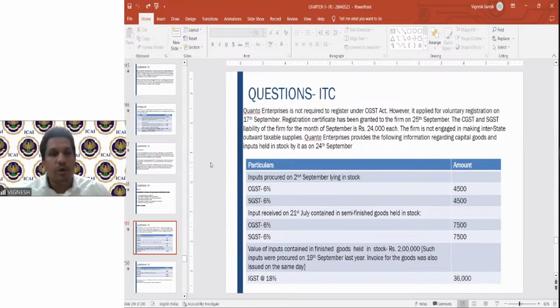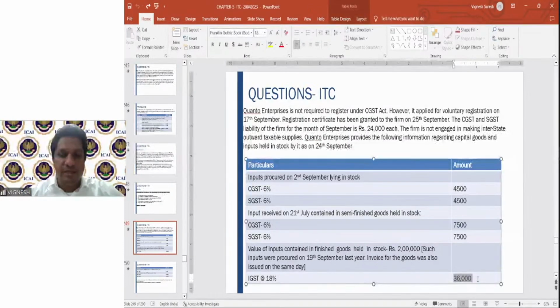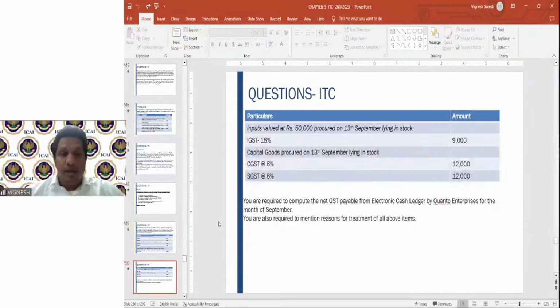If it is procured before 1 year of the previous year, you cannot claim that respective input. Since this one was procured on 19th September last year, which is more than 1 year prior to this 24th September, you cannot claim the input tax credit. So on this 2 lakhs, IGST 18%, that is 36,000, input tax credit cannot be claimed. I hope it is clear. Now going forward to the next one.